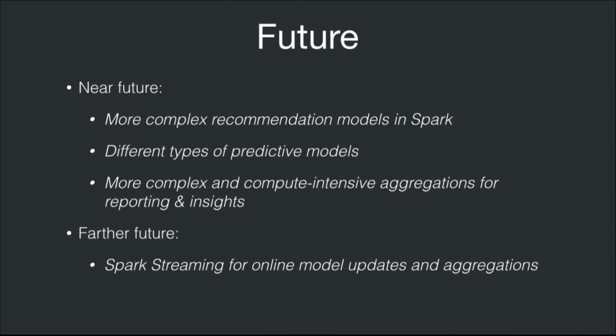We're looking at different types of predictive models, so using some of the MLlib functionality around clustering for things like segmentation, classification for things like churn modeling, potentially fraud detection. We're looking at incorporating Spark streaming for both online model updates as well as incremental aggregations into Elasticsearch. And then finally, more complex and compute-intensive aggregations for reporting and insights.